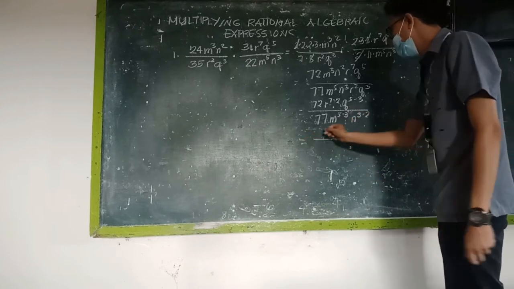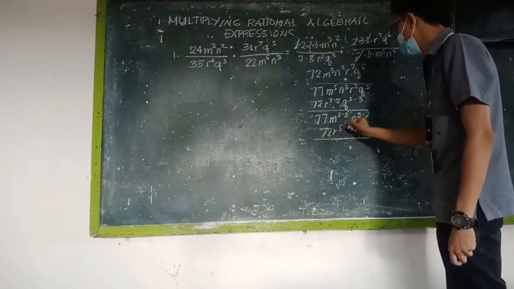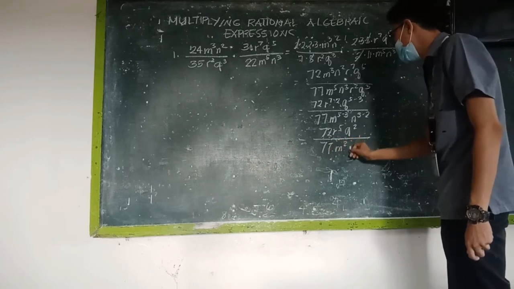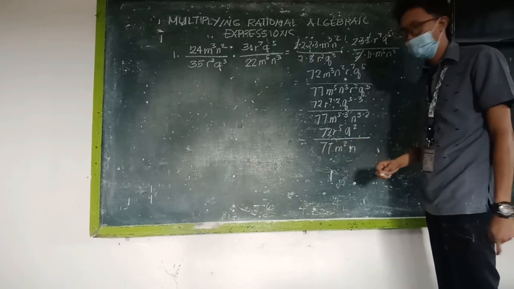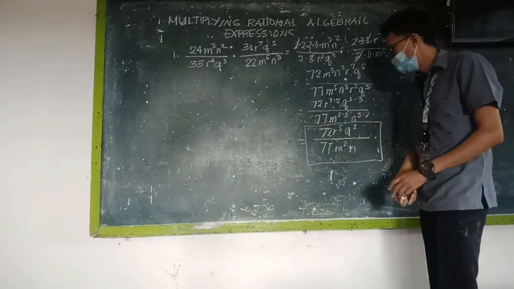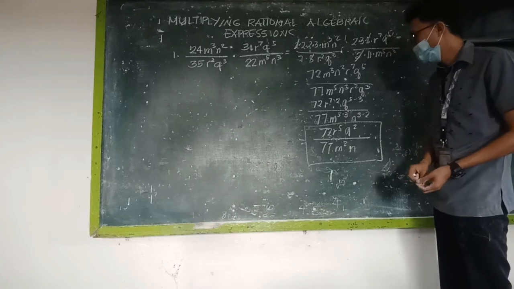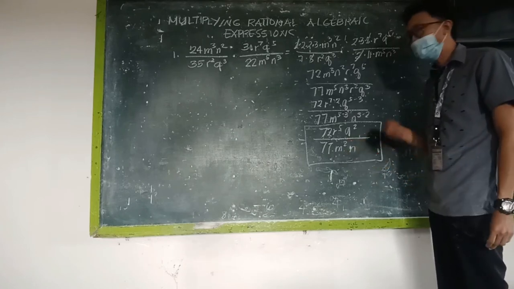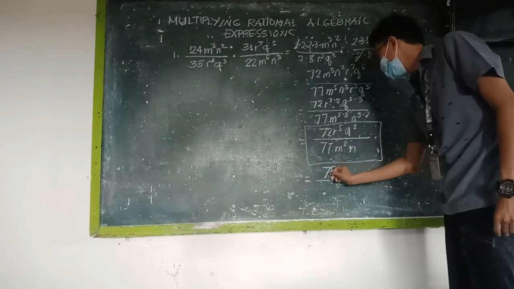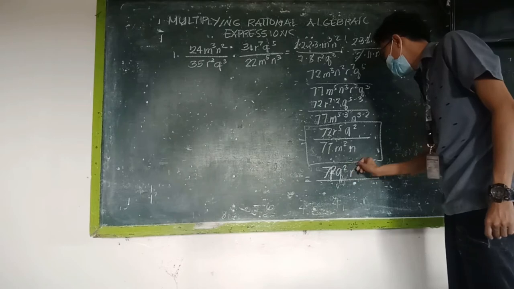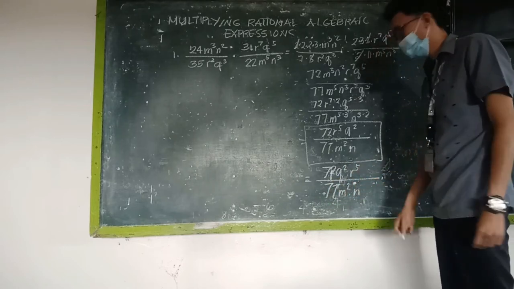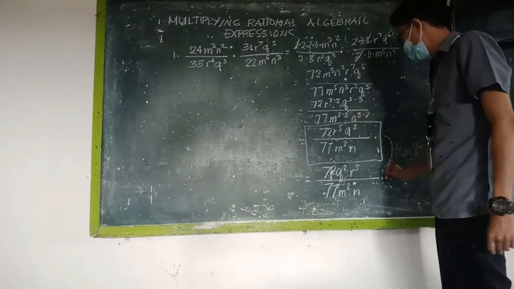So, ang final answer natin dito is 72, r to the 5th, q squared, all over 77, m squared, n to the power of 1 or n. So, ito na yung pinaka-final answer natin: 72, r to the 5th, q squared, all over 77, m squared, n. Or pwedeng i-rearrange natin by alphabet: 72, q squared, r to the 5th, all over 77, m squared, n. Both of them are the same.